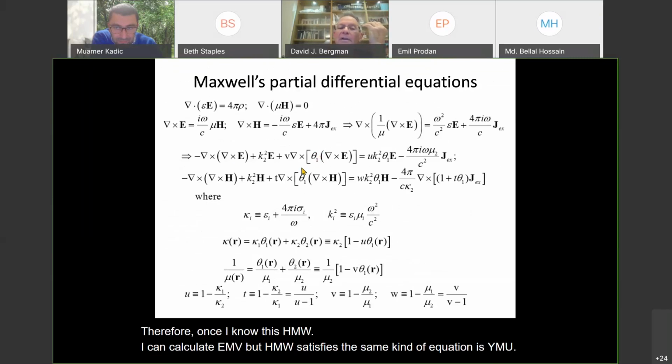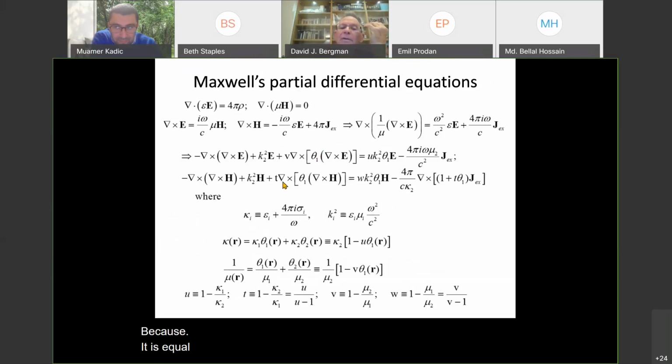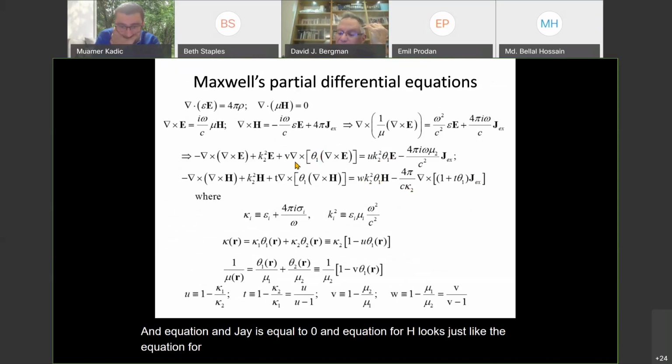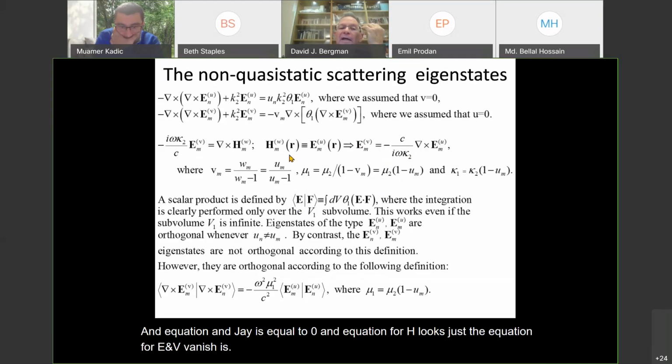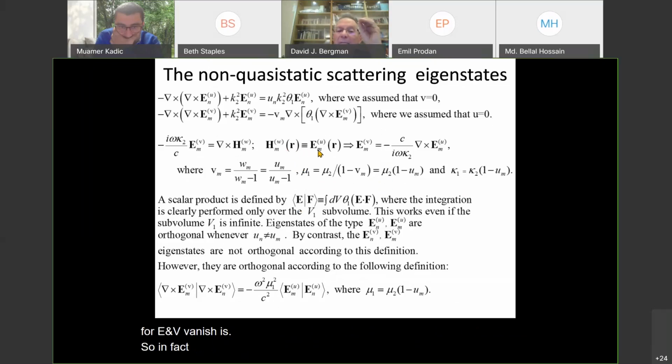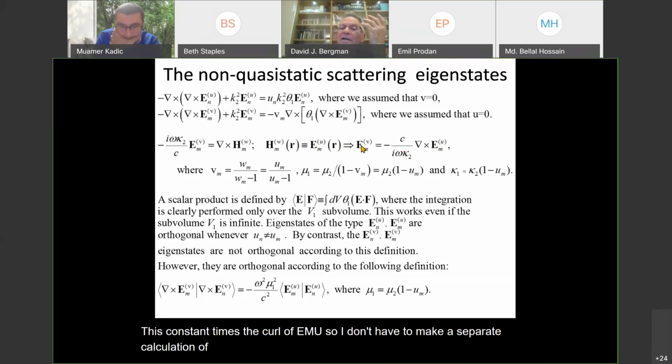See, because if T is equal to 0 and J is equal to 0, then the equation for H looks just like the equation for E, and V vanishes. So in fact, HMW is exactly the same as EMU, which means that I can write EMV as this constant times the curl of EMU. So I don't have to make a separate calculation of this eigenfunction.